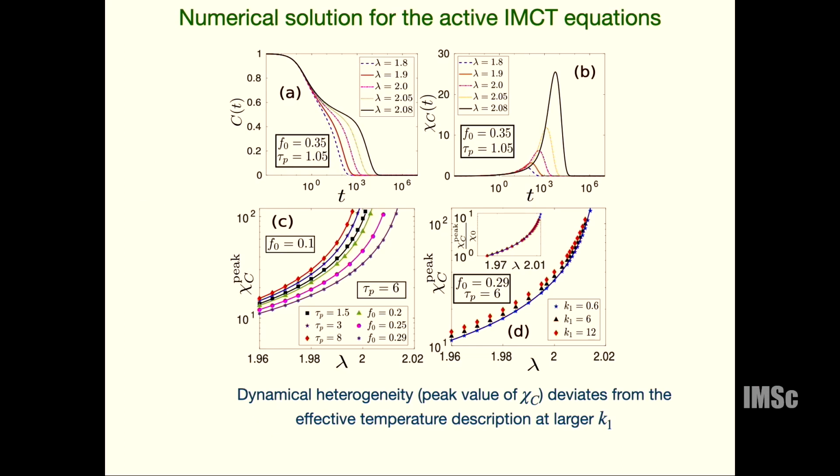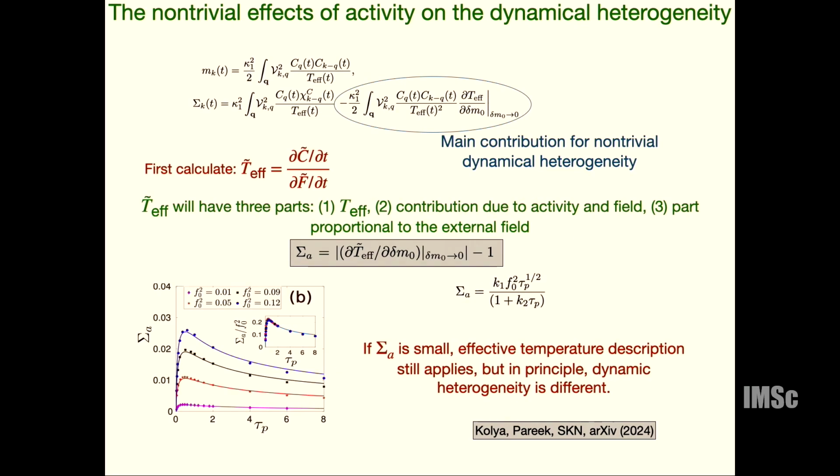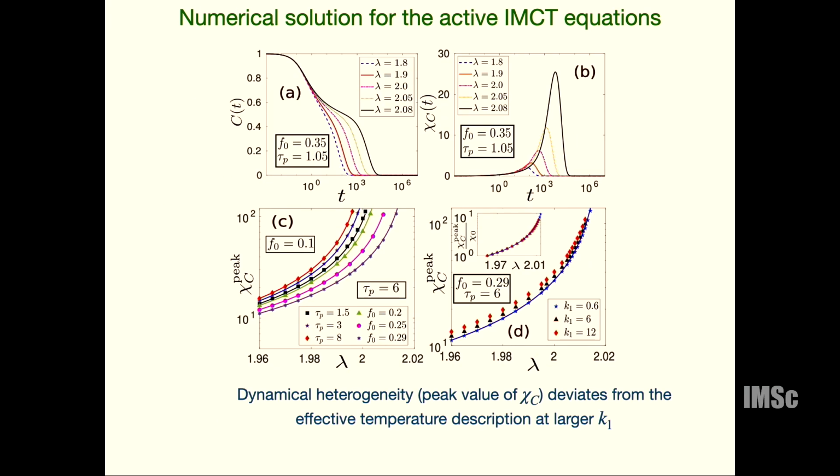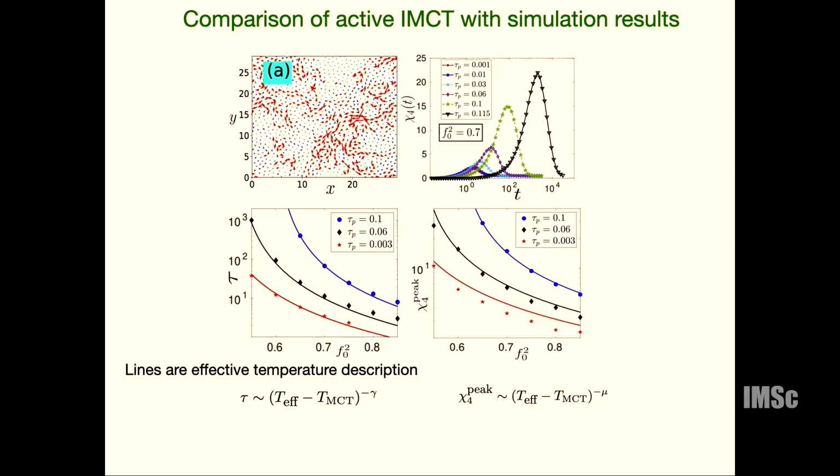Then one can solve the theory again. The point is that if we vary the numerical value of this term K1, so if K1 is small, 0.6 within this set of parameters that we are using, then the effective temperature scenario still applies, this line, and if we take a larger value, then it basically deviates. And then we compared with simulation as well, and the scenario is similar: when the relaxation time is being described by the effective temperature scenario, the chi4 peak is not being described in a similar way.